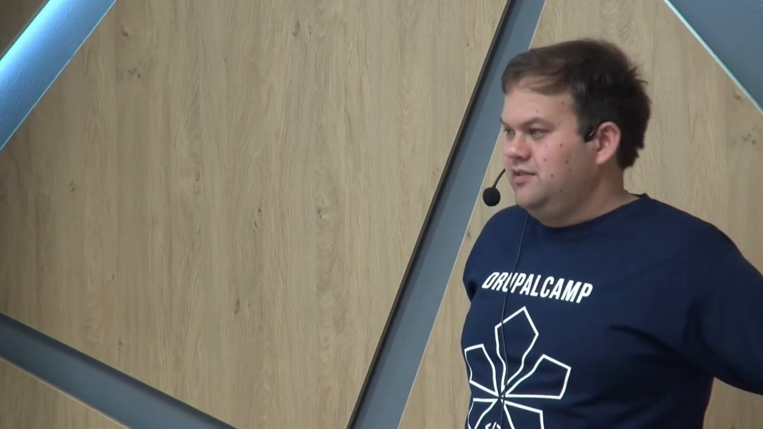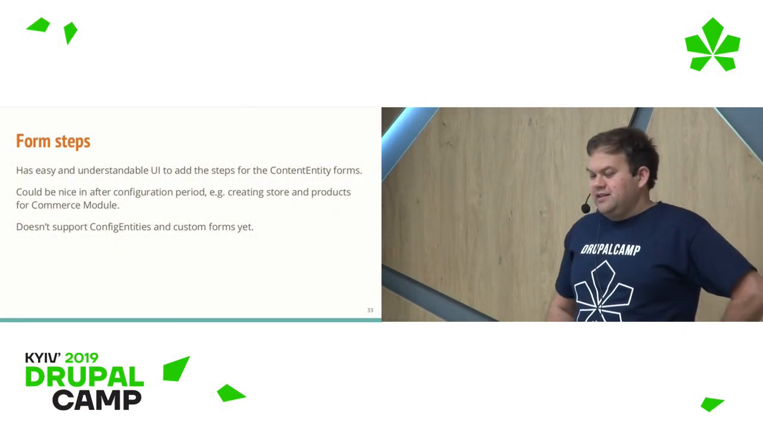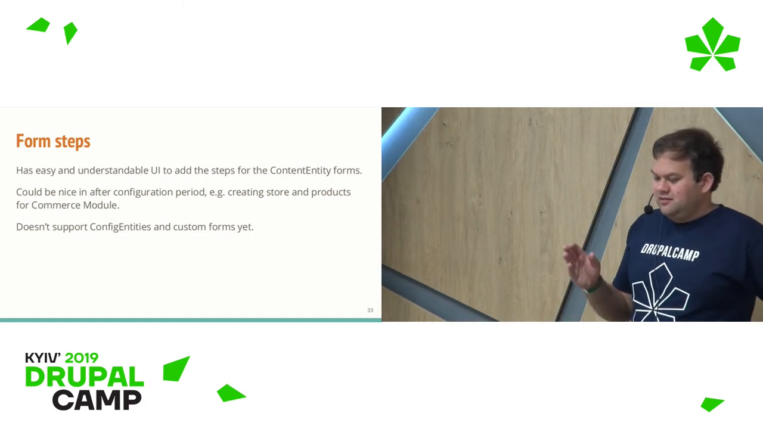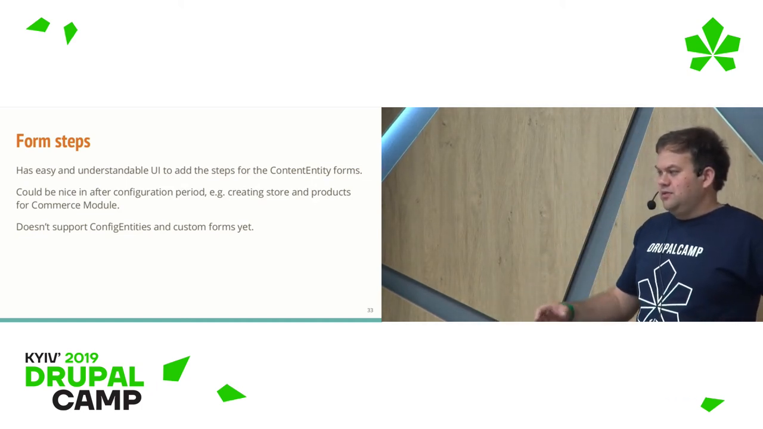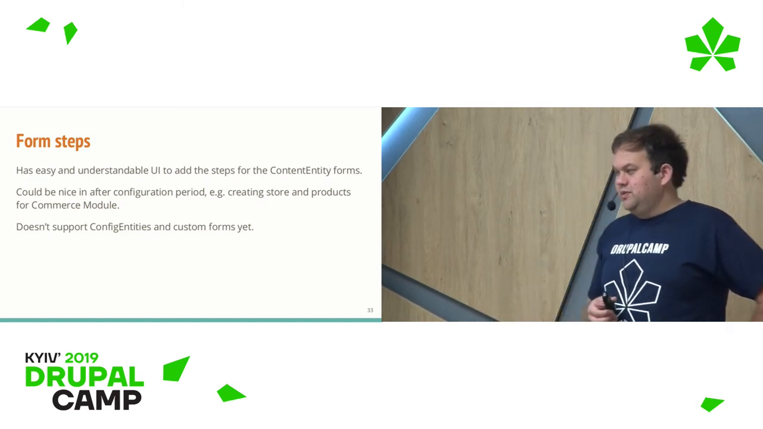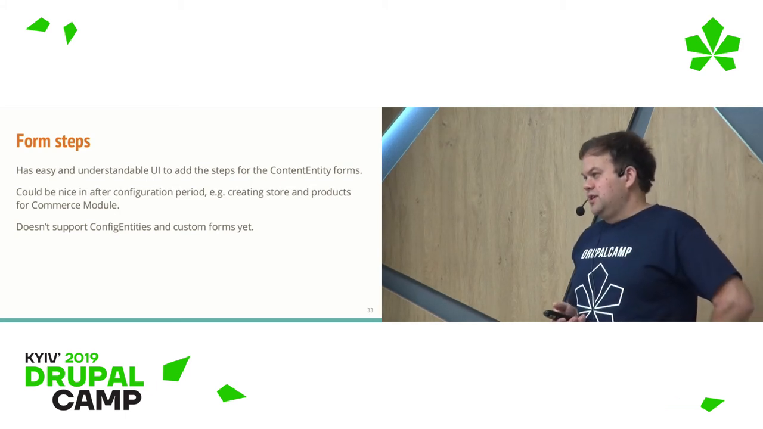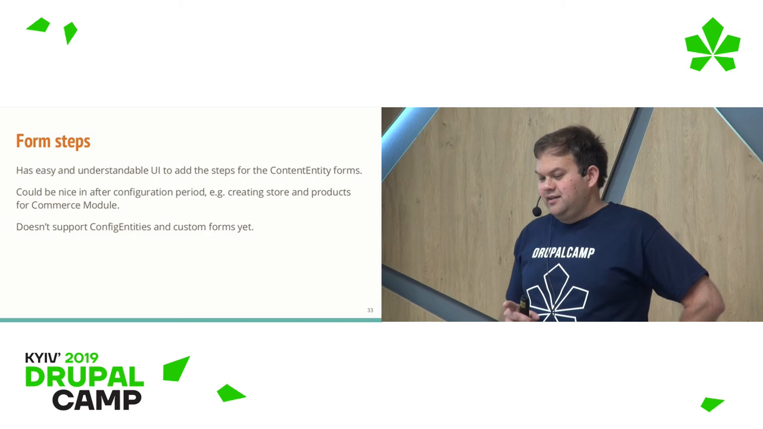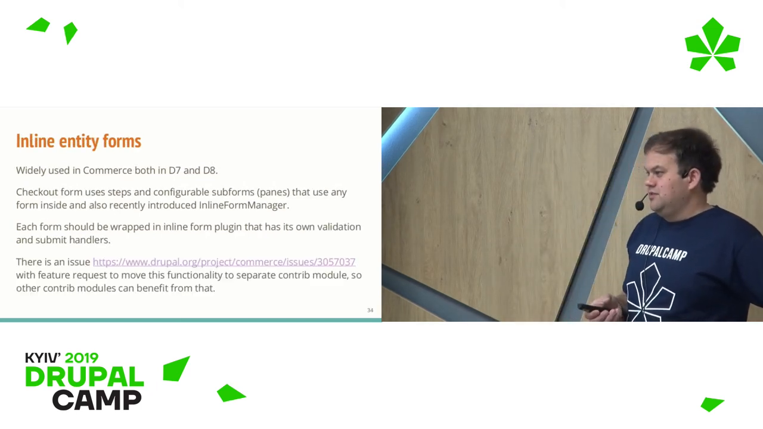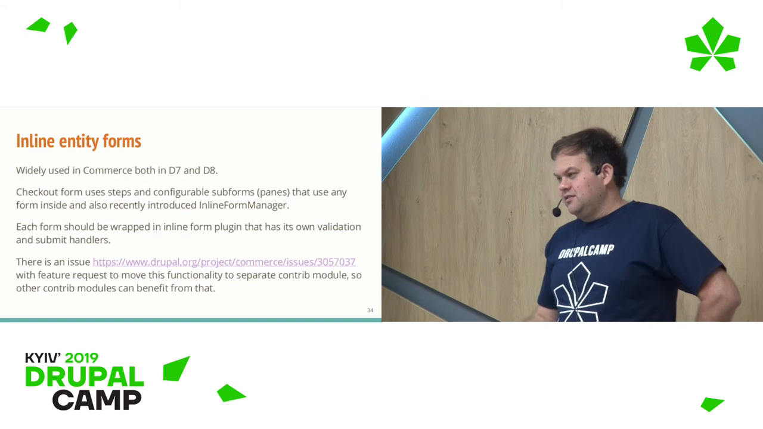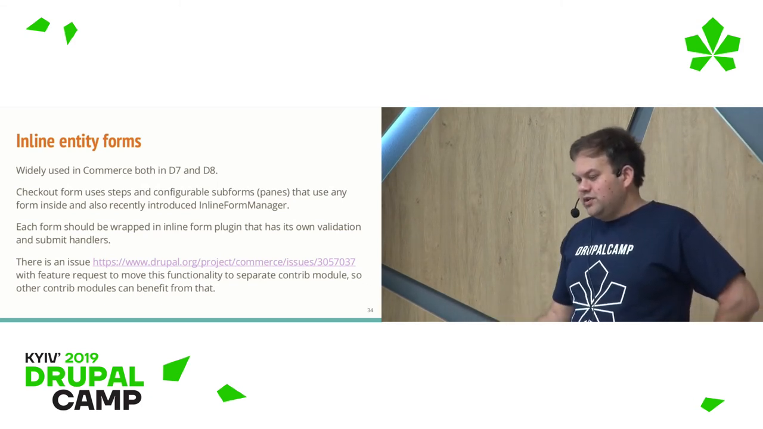Then another module is called Form Steps. It was introduced last year at DrupalCon Europe, and it has a really nice UI to create content form chains. So you can create, I want one form to be created on the first step, another node on another step, or another content entity. But unfortunately, it doesn't support config entities yet, though they have it on the roadmap. They also don't support custom forms. That's a real pity, as the installation wizard could benefit from that too. But Form Steps are really nice for content creation. It would be really beneficial for the Commerce module to allow you to first create the store, then create the currencies that you want, then create the product and whatever.